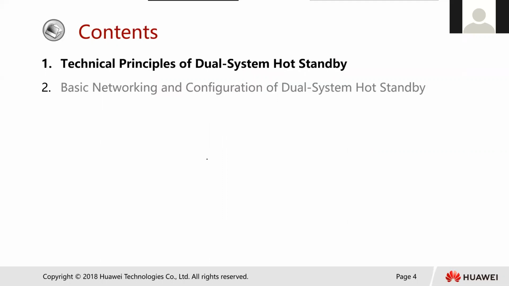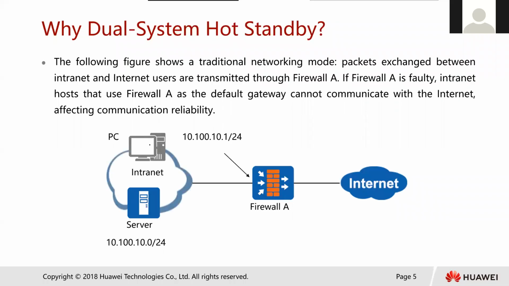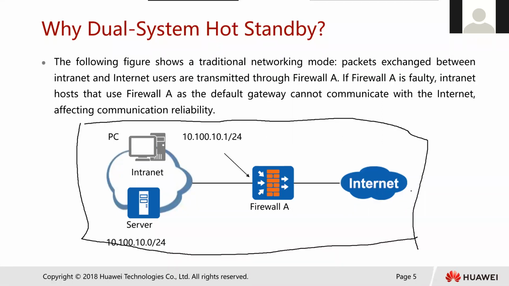Firstly, we need to know the technical principles, and this is why we need dual system hot standby. This is a normal scenario in our company. The following figure shows a traditional networking mode. Packets exchanged between the intranet and internet users are transmitted through firewall A. If firewall A is faulty, intranet hosts that use firewall A as the default gateway cannot communicate with the internet, affecting communication reliability.